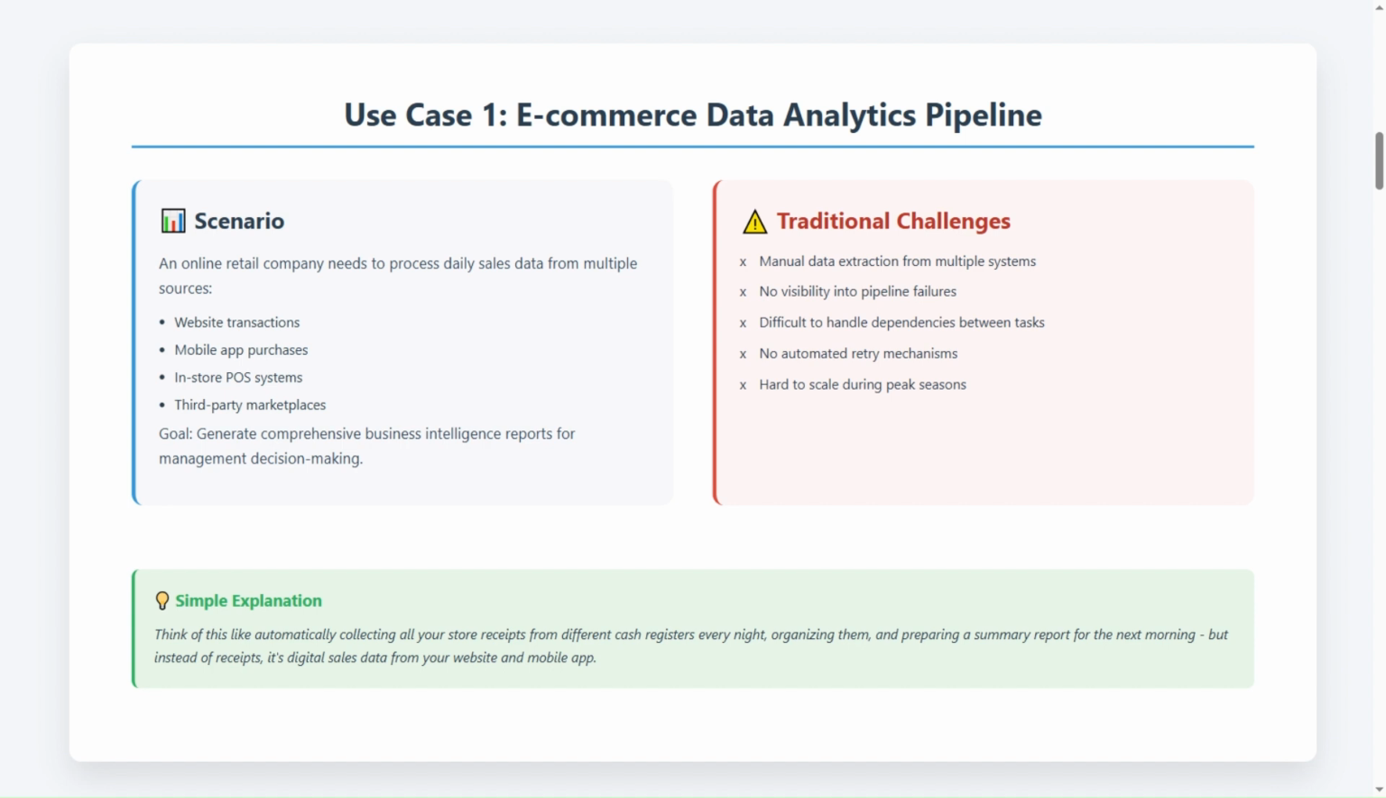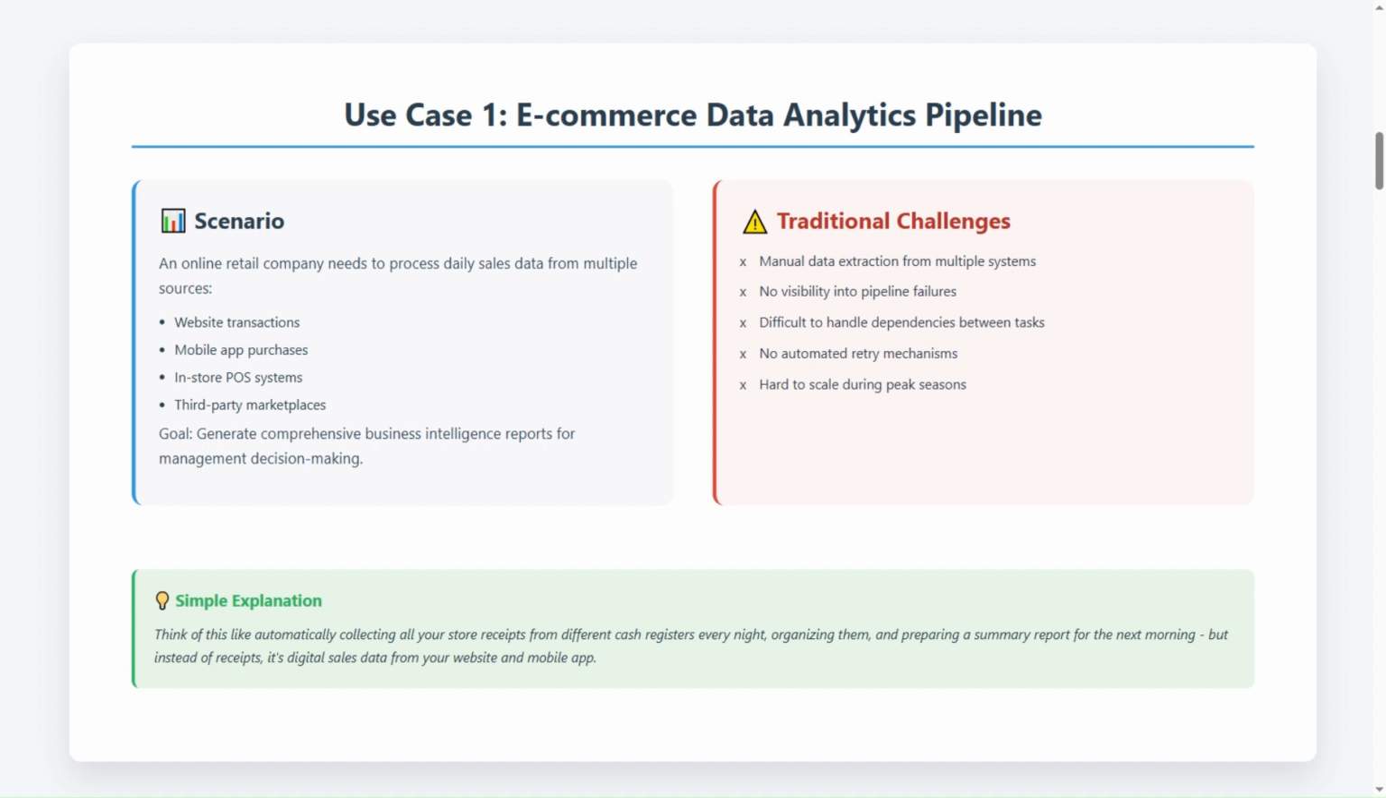Let's look at the traditional challenges they face. Manual data extraction from multiple systems. No visibility into pipeline failures. Difficult to handle dependencies between tasks. No automated retry mechanisms. Hard to scale during peak seasons.